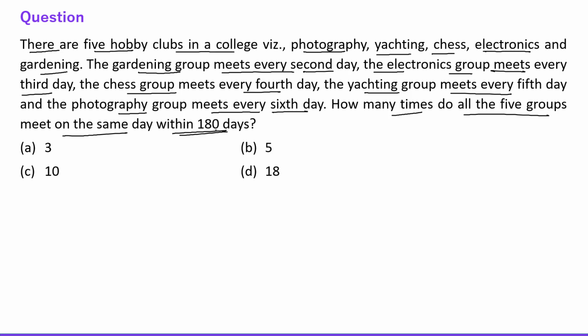Okay. It means in how many days they are meeting together. First of all, we need to find that. So that is the LCM, right? After how many days they all are meeting together, we need to find the LCM of all these numbers. So LCM of 2, 3, 4, 5 and 6. What is the LCM? LCM is 60, right? So after every 60 days, they all are meeting together.